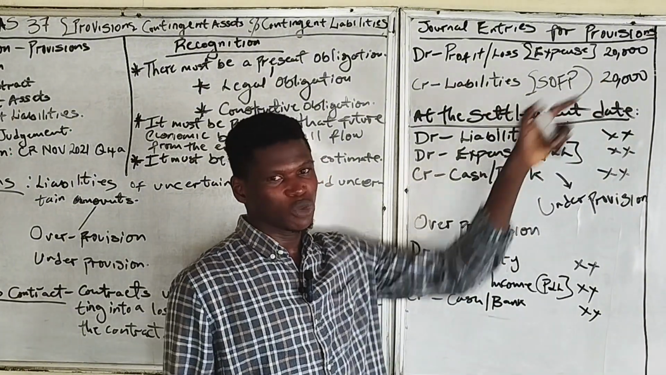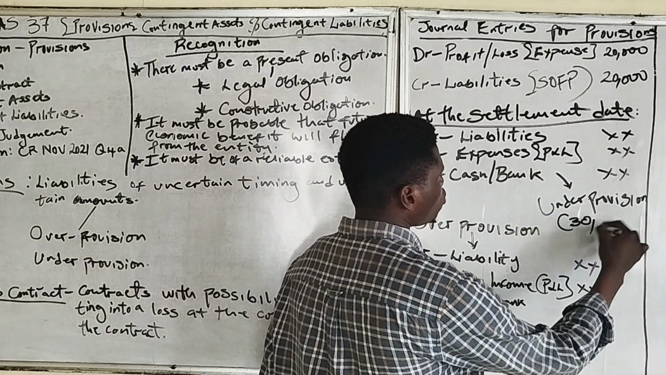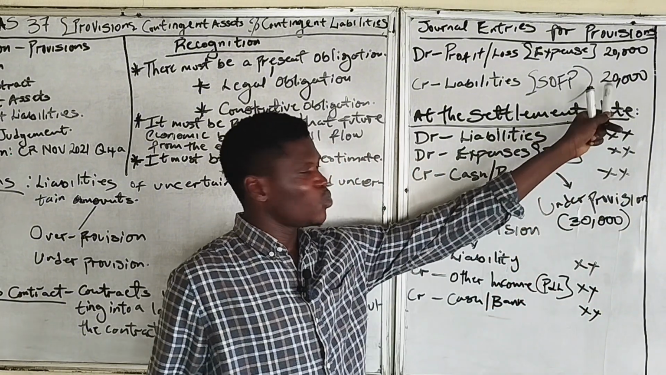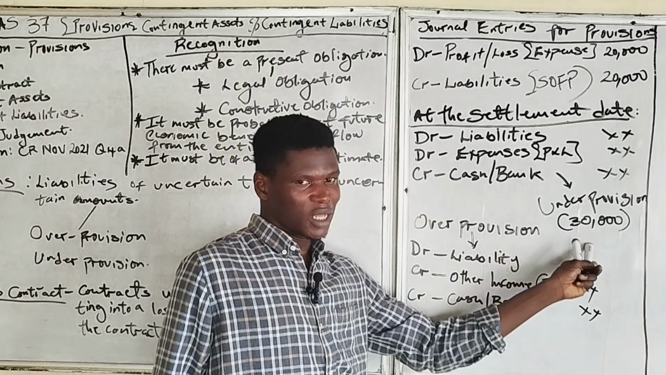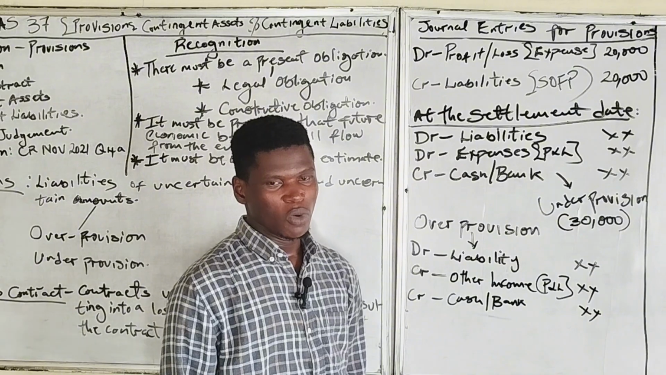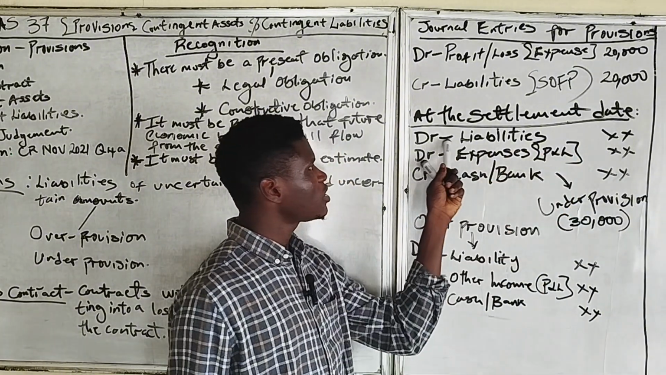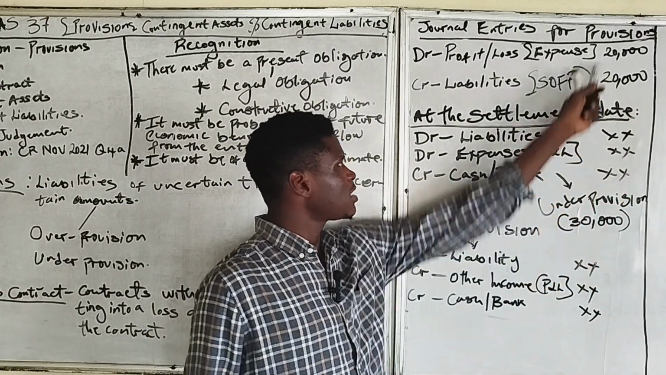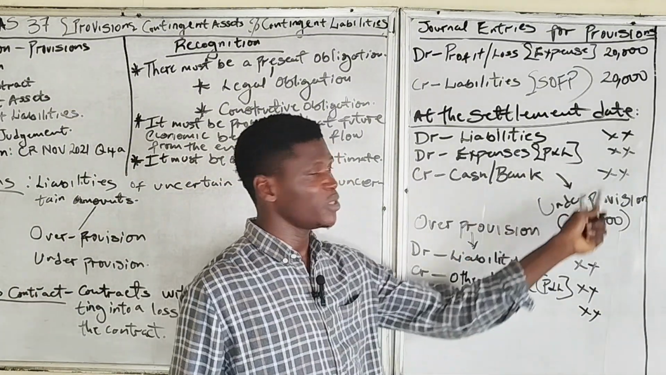This means if we are to settle 30,000, for example, we have to settle 30,000 now, so it means we have under provided. We initially recognized a provision of 20,000. Now we are to pay 30,000 for this same obligation. So in the case of under provision, we said we will debit the amount. We will recognize the whole of this 20,000. The excess will be taken as an expense, charged straight to profit or loss, which will be 10,000.